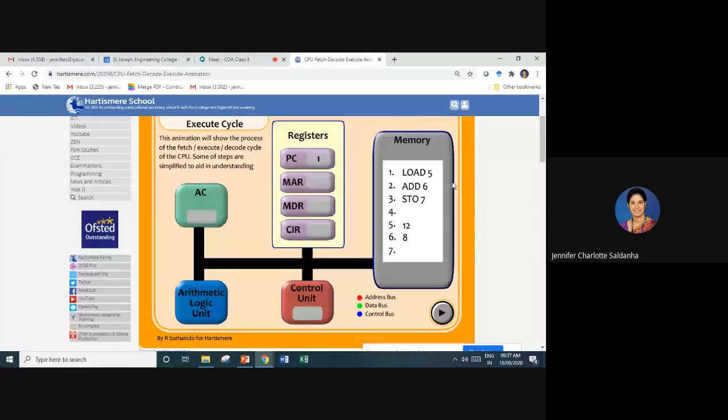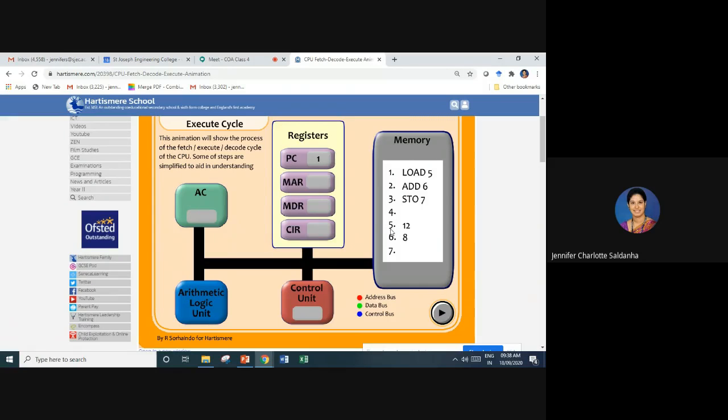So you have a memory here. 1, 2, 3, 4 are the memory location addresses, and this is the data present in each memory location. Load 5 is an instruction at memory location 1. Add 6 is an instruction at memory location 2. STO 7, that means store 7, is an instruction at memory address 3. Then there is nothing in memory location 4.